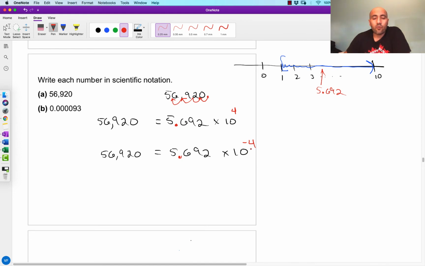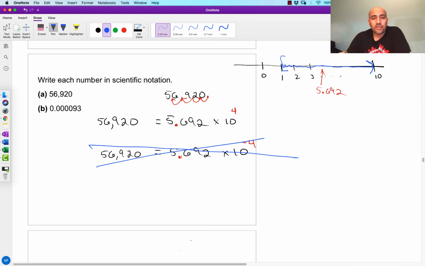10 to the -4, that means that this is going to be a very small number, right? A very small little decimal value. So does it make sense that 5 point something times a very small decimal somehow equals 56,000, right? Hopefully it makes no sense. So hopefully it's clear that this one can't be the answer.